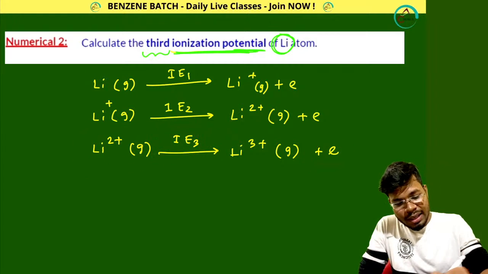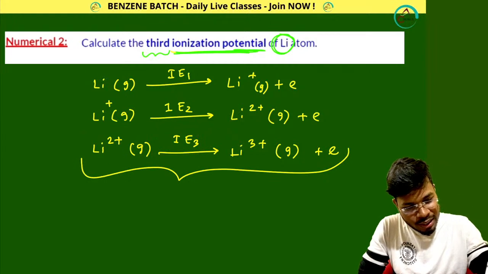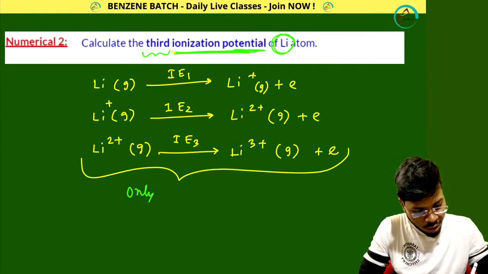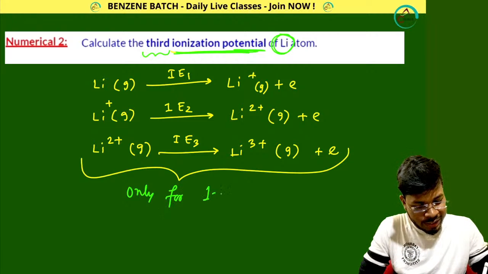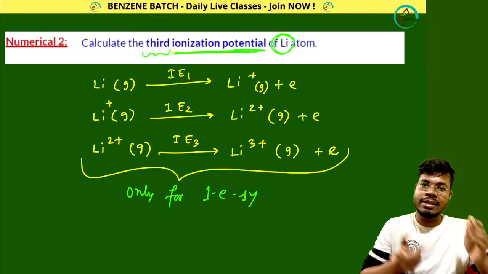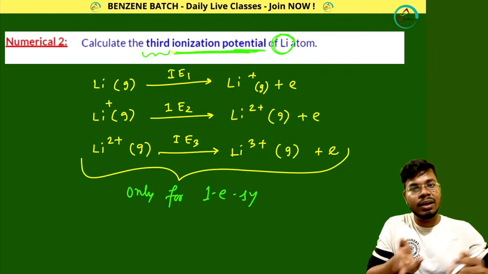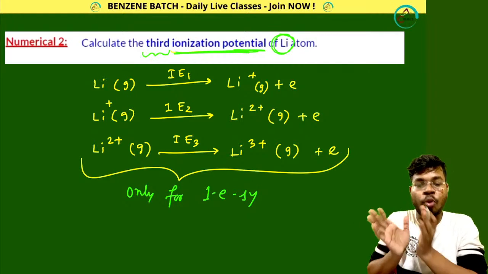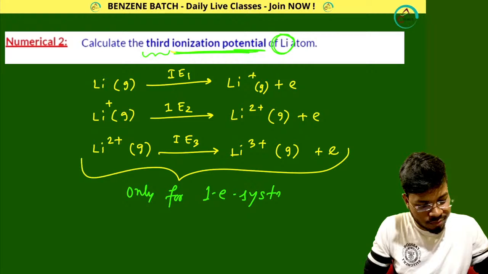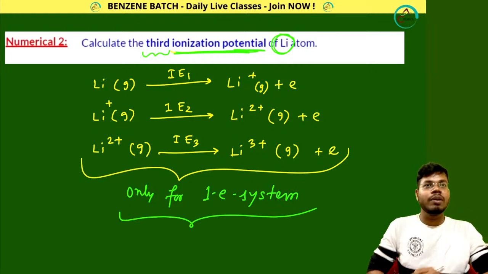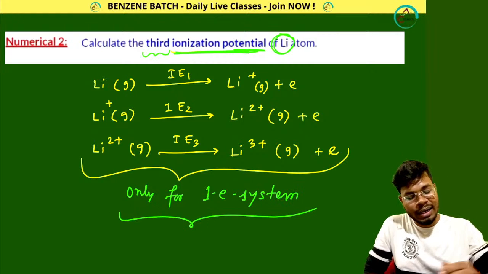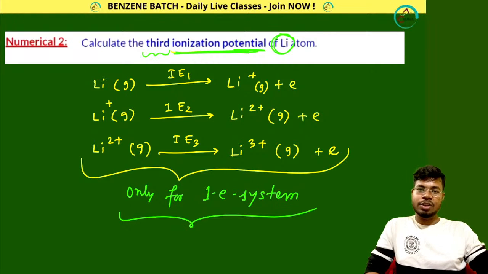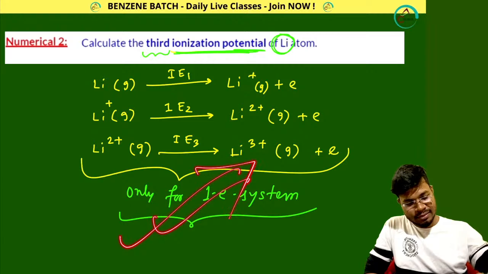So Bohr theory is applicable only for one electron system. That can be either the hydrogen atom or other hydrogen-like atoms. Those have only one electron. Perfect. Bohr theory can only be applied for one electron system.